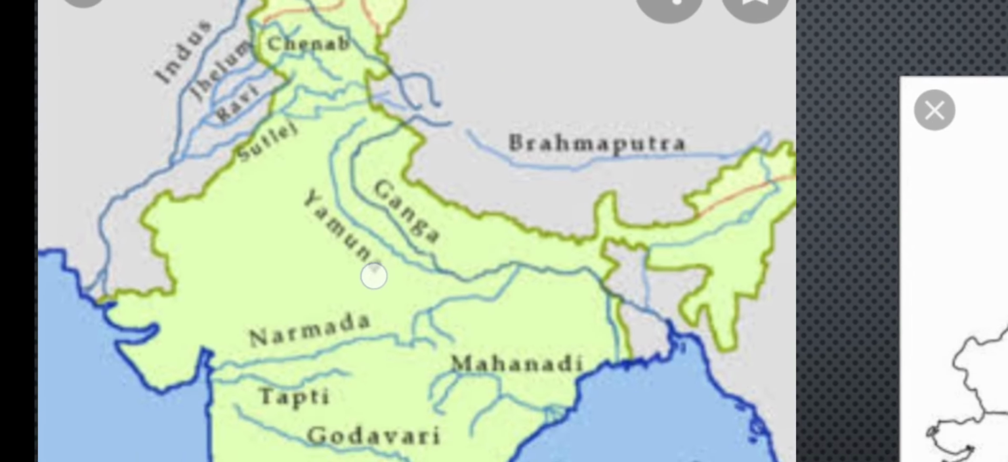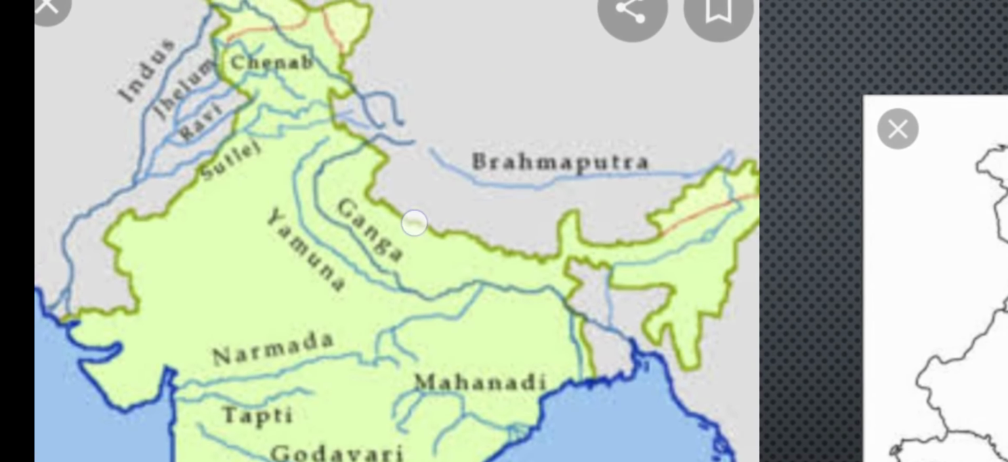Now let's come to river Brahmaputra. River Brahmaputra also originates from Mansarovar Lake, a lake in Tibet, and gradually through Tibet it moves towards India, takes a U-turn at Arunachal Pradesh and enters India, and ultimately through Bangladesh it meets the Ganga and reaches the Bay of Bengal.